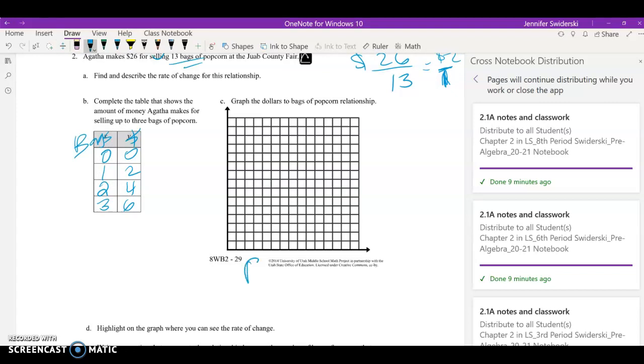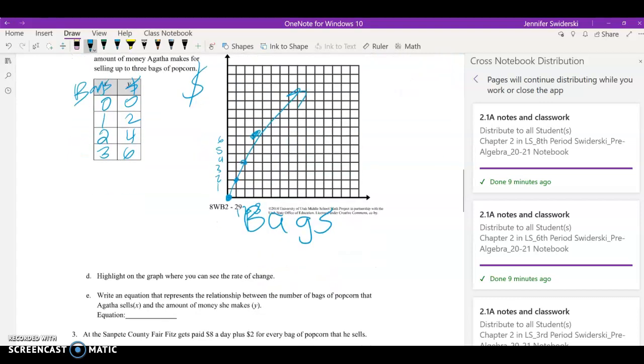So when I label this, I'll have bags on my x-axis and money made on the y. So if she doesn't sell anything, she's at 0, 0. I'm going to go up by ones here and maybe ones here. 1, 2, 3, 4, 5, 6. So if she sells 1 bag of popcorn, she makes $2. 2 bags of popcorn, she makes 4. 3 bags of popcorn, she makes 6. When I graph this, it goes up at a constant.